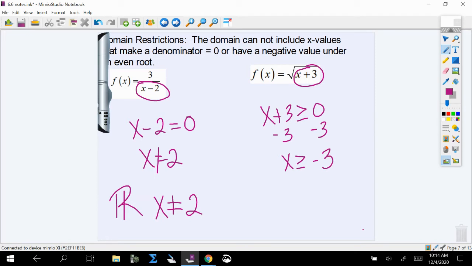Another way to write that, and you can decide if you want to write it like this, I like writing things as intervals, is the interval from negative 3 to infinity. And we're putting a bracket around negative 3 because we are including that value. That's perfectly fine. You can put negative 3 into the square root equation. You just can't put anything that's smaller than that.